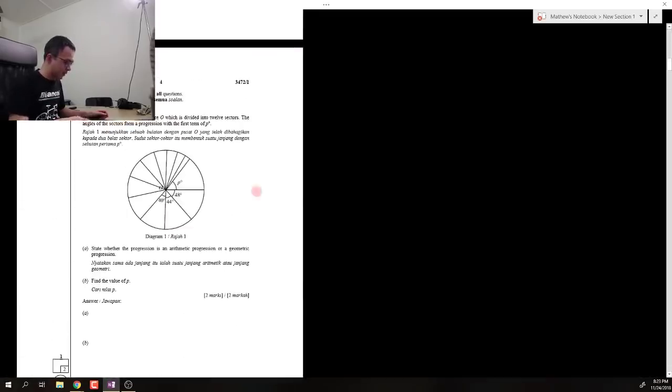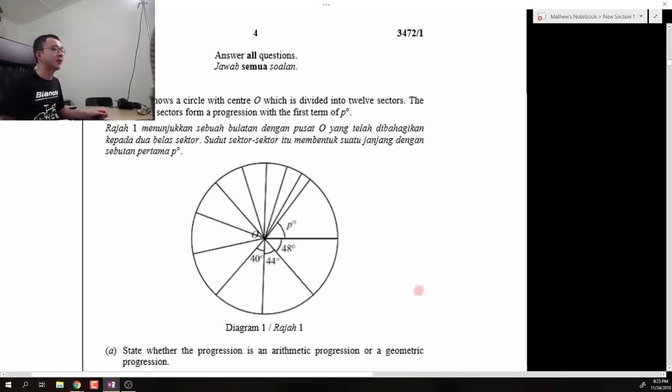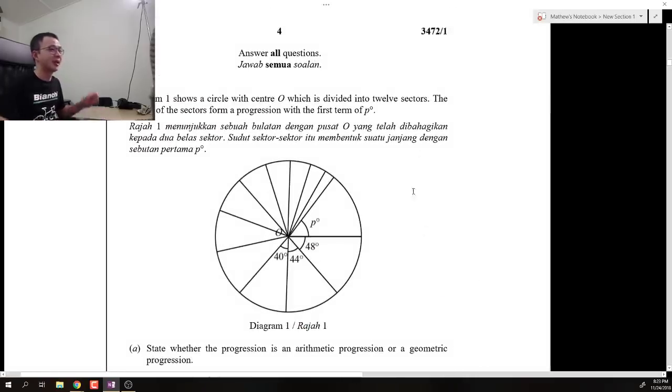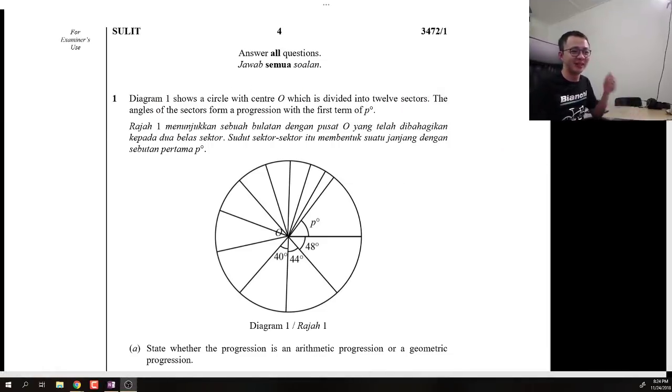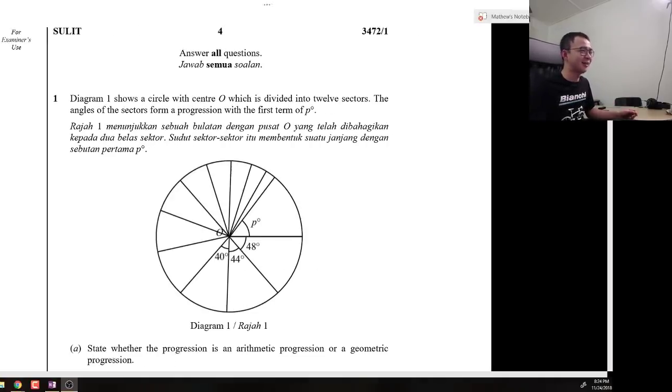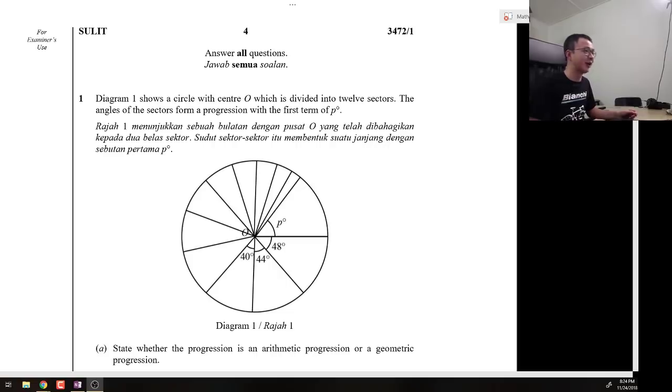I guess this is a Perlis paper. Some student told me the Perlis paper is hard, but I did try out the first Perlis paper here. I find it actually quite okay, not as hard as I thought.